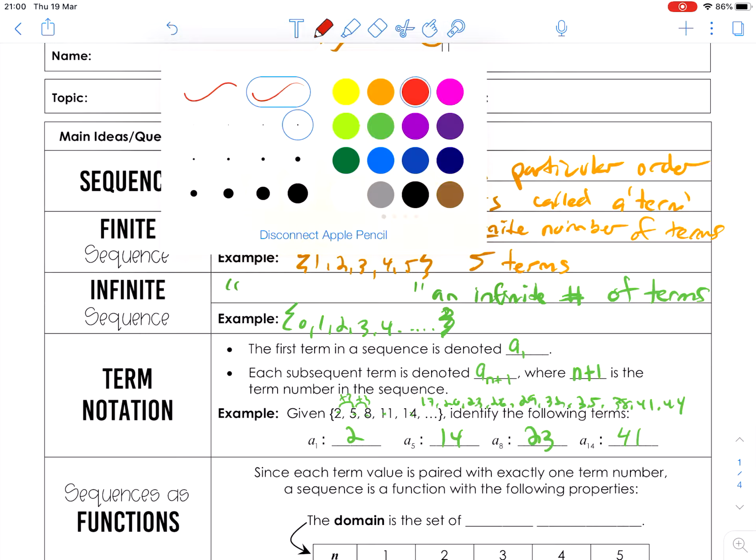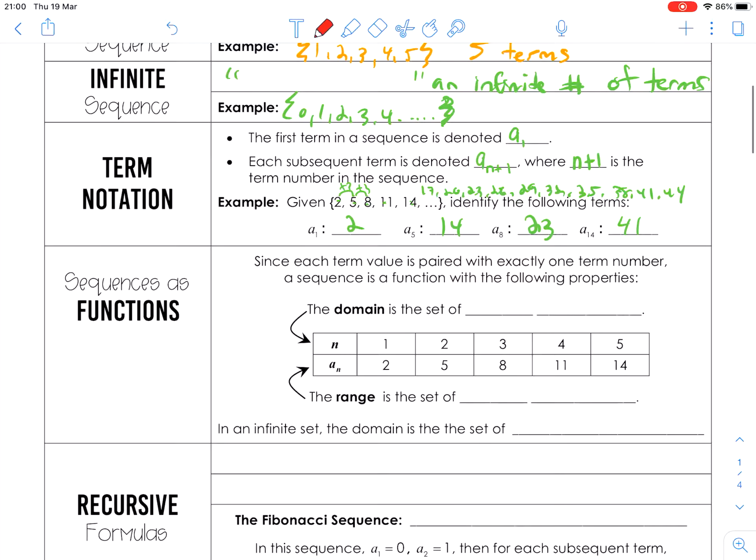There we go. Let's go red now. All right, so since each term value is paired with exactly one term number, a sequence is a function with the following properties. n is going to be our domain. a sub n is going to be our range. And the domain is a set of term numbers, and a sub n is going to be called term values. Term numbers, term values. And in an infinite sequence, the domain is the set of natural numbers.